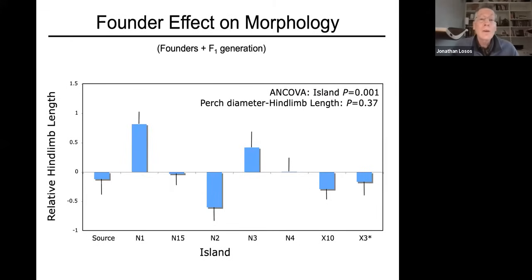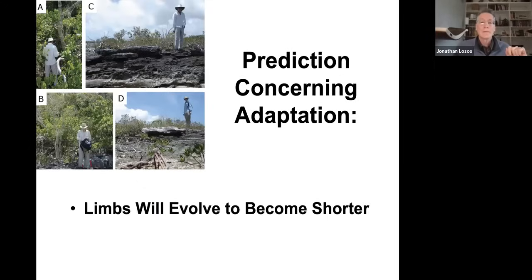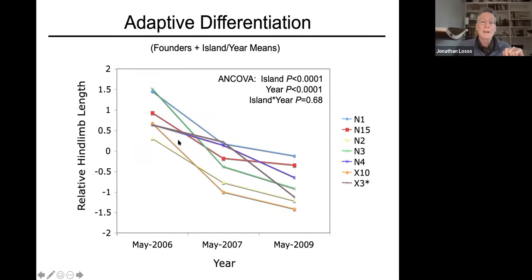Well, there was also a founder effect in hind limb length. This is the 2 lizards and the F1 generation showing the difference in hind limb length 1 year after we set up the experiment. So you could see pretty substantial differences. So our prediction was, despite this founder effect, that the lizards would get shorter legs. And that's exactly what we see. Across 3 years, all 7 populations show a decrease in limb length.